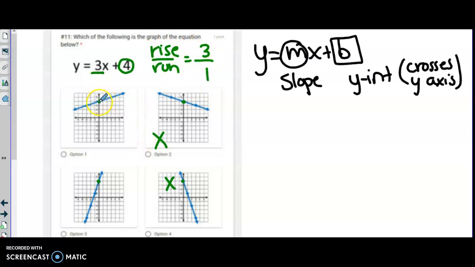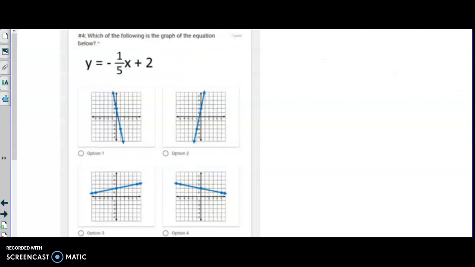So we're going to start at 4. We're going to rise up 3, 1, 2, 3, and over 1, and that should be my new point, which doesn't match that graph. But if we look down here, if we go up 3 and over 1, it does match this graph. And you can also go down 3 and backwards 1, but this is the correct graph for that one. All right, we're going to do it again.